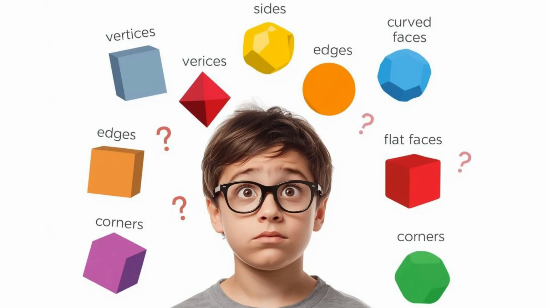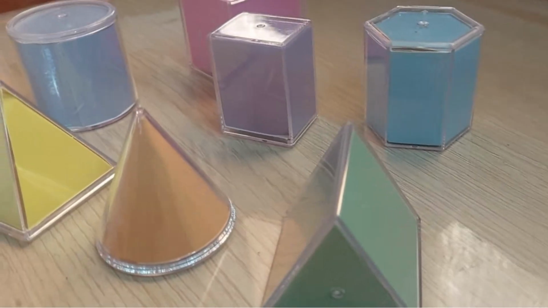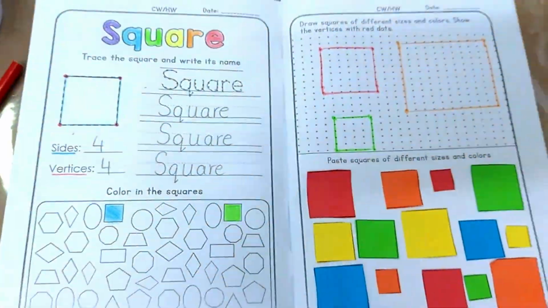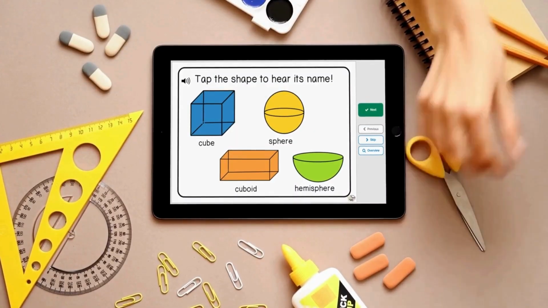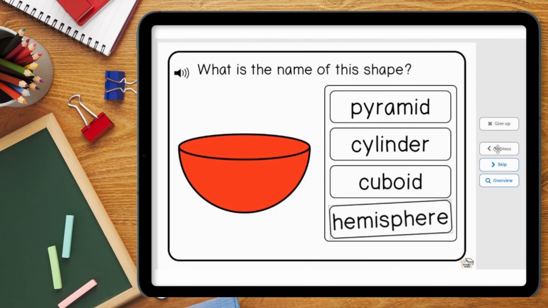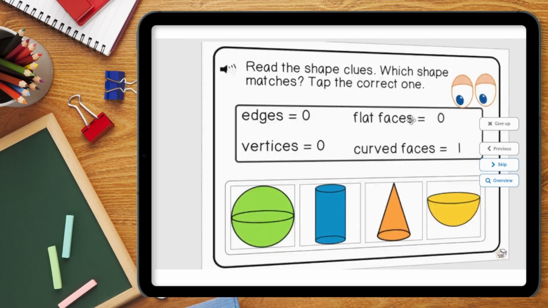So, if teaching shapes has ever felt confusing or overwhelming, if your students mix up sides and vertices or struggle to understand edges, flat faces, and curved faces, I hope this walkthrough gave you a clear, practical solution. Using hands-on models, the structured printable booklets, and the boom cards for reinforcement has made a huge difference with my students. And it's a method that truly helps students understand and remember these concepts with confidence.